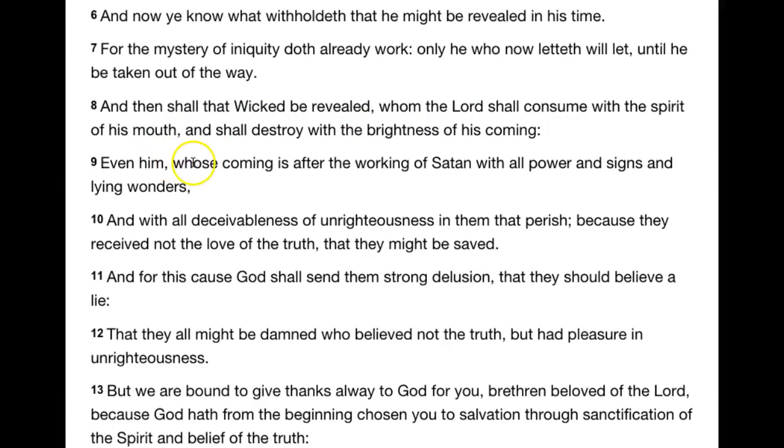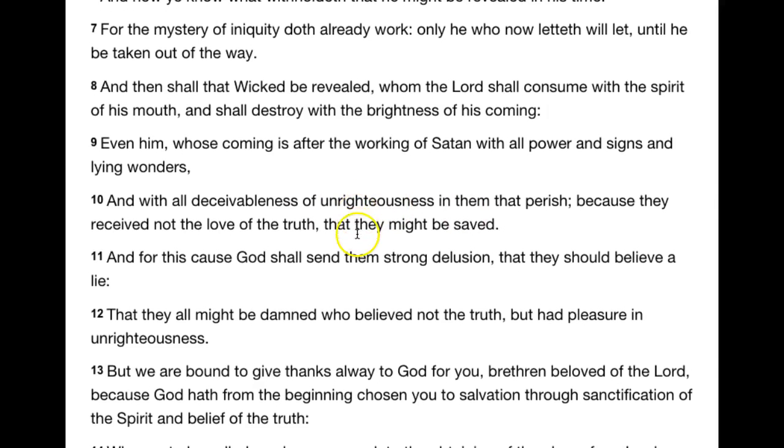Even him whose coming is after the working of Satan, with all power and signs and lying wonders, and with all deceivableness of unrighteousness in them that perish, because they receive not the love of the truth, which is the Torah, which is the law, statutes, and commandments of Yahuwah, and his true Son, the true Passover Lamb, Yahusha, that they might be saved. And for this cause, because they believed a lie, Yahuwah Elohim shall send them strong delusion, that they should believe a lie, that they might all be damned who believed not the truth, but had pleasure in unrighteousness." And that includes religion itself.